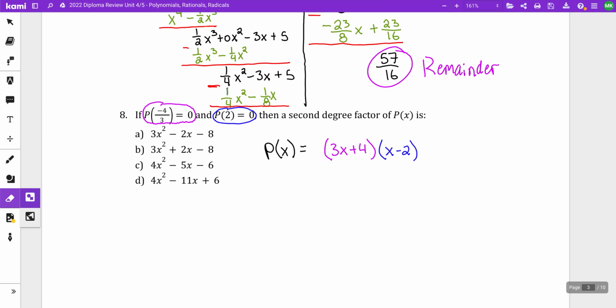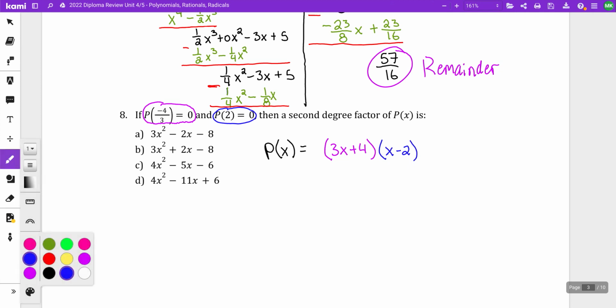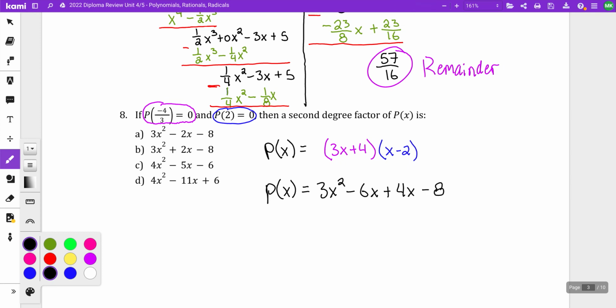You look at your answer, none of them match. All your answers are in general form. So all you need to do is multiply those things together, and that will tell you your answer. So 3x times x is 3x squared. 3x times negative 2 is negative 6x. 4 times x is plus 4x. 4 times negative 2 is negative 8. Combine those middle terms. My answer is 3x squared minus 2x minus 8. That is A. Realizing that these are x-intercepts was key.